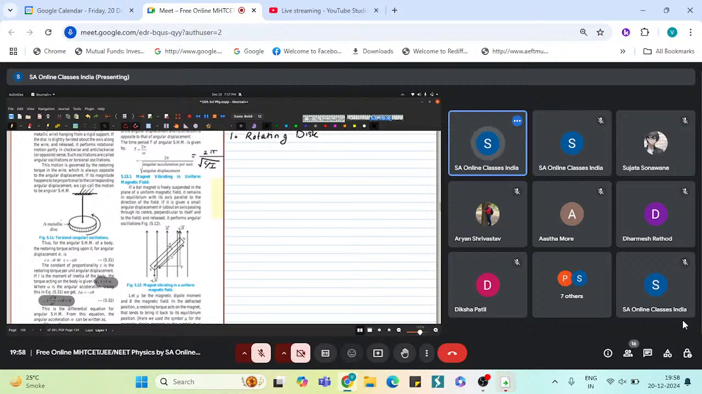And now instead of giving this disc a simple pendulum motion, this is not the motion that we are giving in this case. What we are instead doing is we are rotating this disc like this. So we are just taking this disc and just moving it in clockwise or anti-clockwise direction.